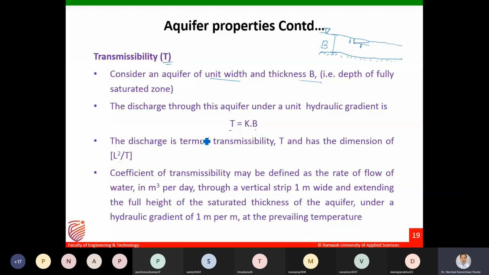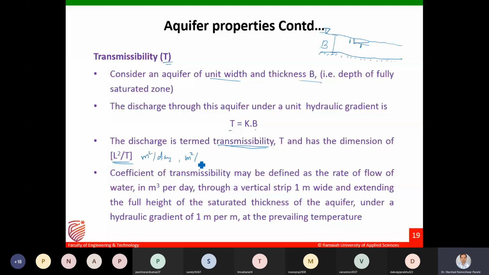So this basically tells how much quantity of water it can transmit, and it has a dimension of L square by T. So this also you should remember, though we call it discharge, since we are using unit width, its unit becomes, instead of L cube by T, L square by T. So normally we write it as meter square per day or meter square per second, etc.